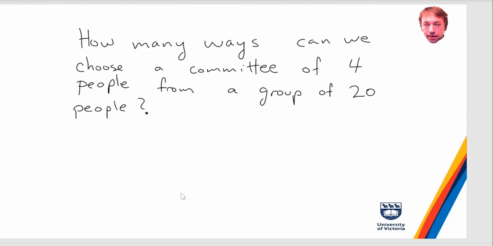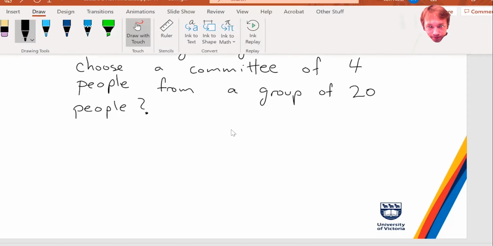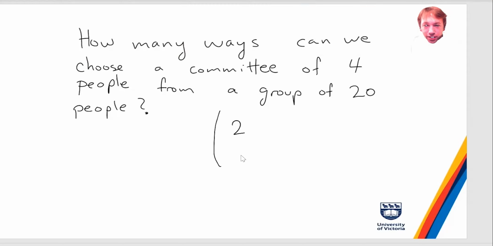How many ways can we choose a committee of 4 people from a committee of 20 people? These are getting a little redundant at this point. I'll just write 20 choose 4. You've got 20 people, you need to pick 4 of them for the committee. It's 20 choose 4, so it's a subset of size 4.